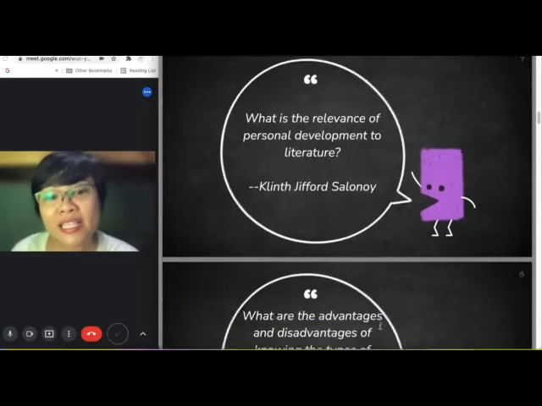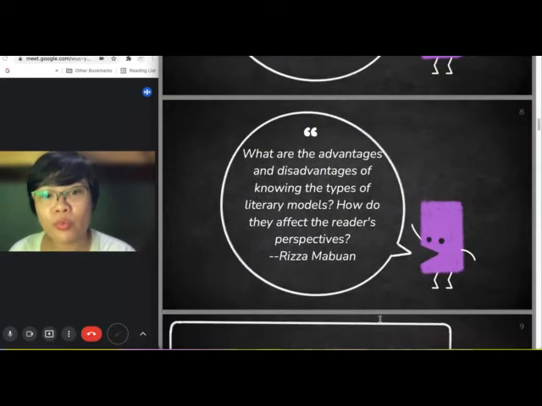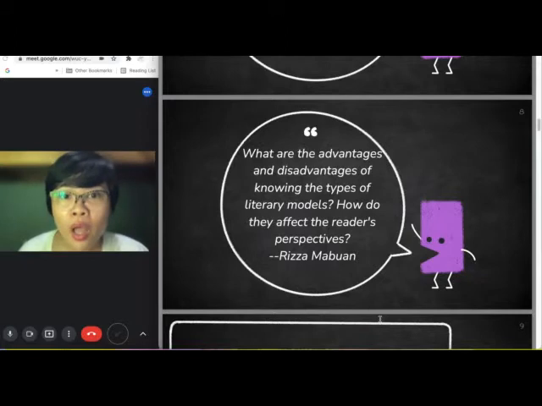Okay. So the next question we have is from Riza Mabuan. What are the advantages and disadvantages of knowing the types of literary models, and how do they affect the reader's perspectives? So let's take it a question at a time. So the first one is, what are the advantages and disadvantages of knowing the types of literary models? First off, I think there are no disadvantages. I think that you can only win, right? Knowing that there are literary models.